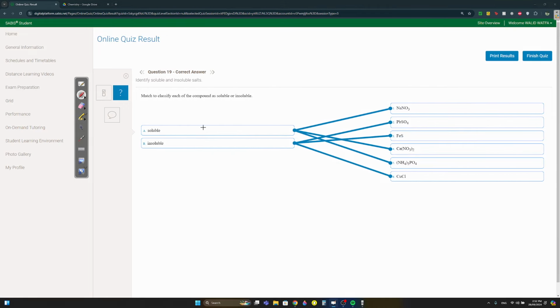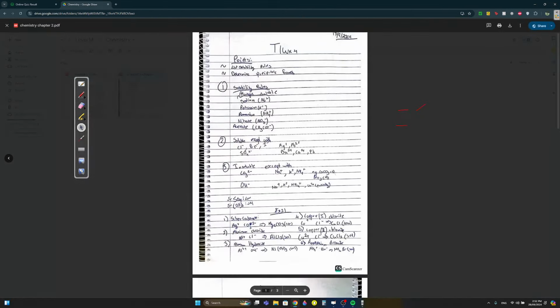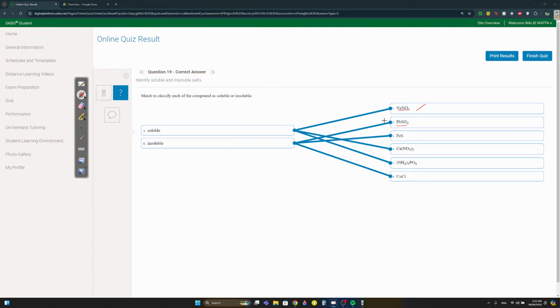Question 19. Okay, this is my, looks like I erased it. So, again, sodium, it's with the big 5, it's soluble. PbSO4. Sulfate SO4 is soluble except with Ba, Ca, Pb, right? So sulfate with Pb, it's insoluble, right? FeS. Honestly, I don't know why, but I'm just memorizing. No, it's insoluble. I just memorized it.